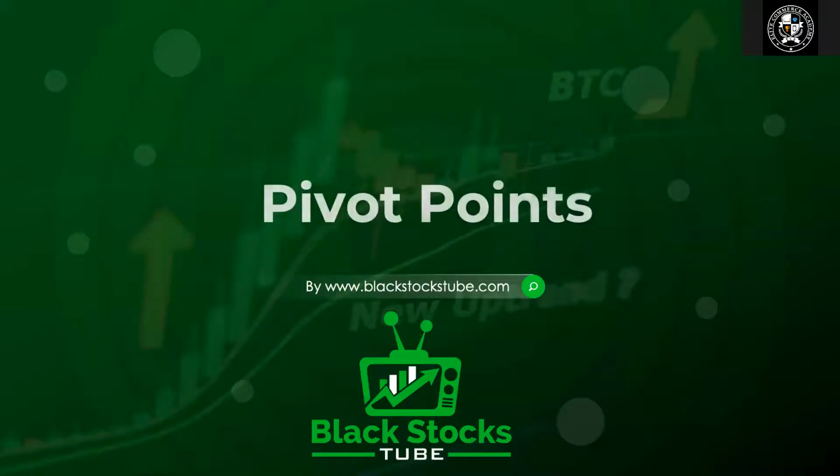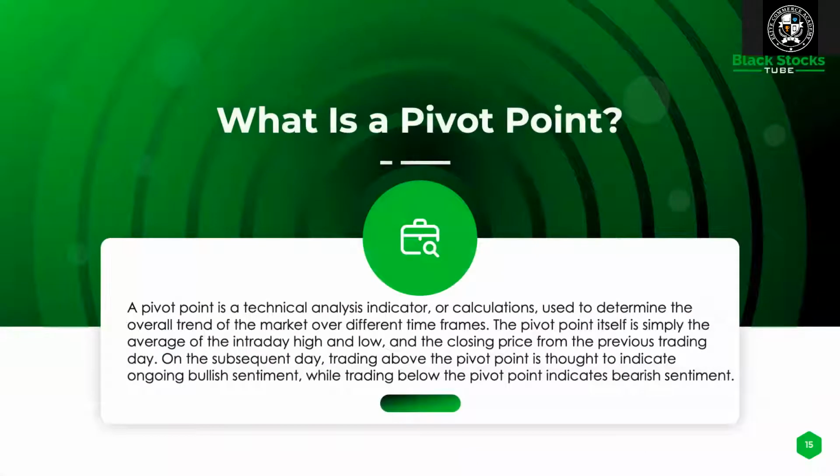What is a pivot? A pivot point is a technical analysis indicator or calculation used to determine the overall trend of the market over different time frames. The pivot point itself is simply the average of the intraday high and low and the closing price from the previous trading day. On a subsequent day, trading above the pivot point is thought to indicate ongoing bullish sentiment, while trading below the pivot point indicates bearish sentiment, all right?